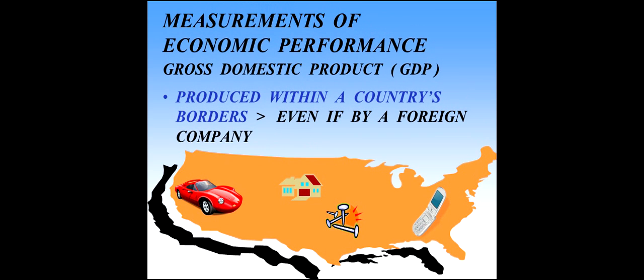When we look at the component of the definition that says produced within a country's borders, as I had mentioned a few moments ago, even if it's produced by a foreign company. Another example, and I'll continue on the automotive theme, BMW and Toyota are foreign automotive companies that have manufacturing and assembly plants here in the United States and dealerships. If the car is produced and manufactured here in the United States by one of those foreign auto companies, it is included in the United States' gross domestic product.